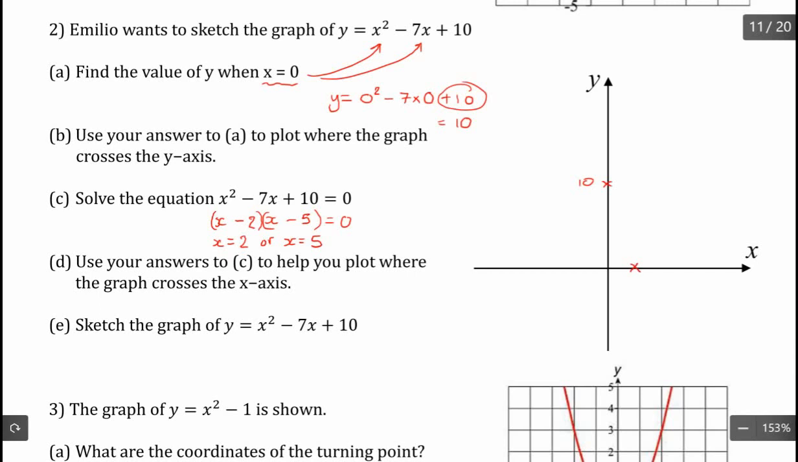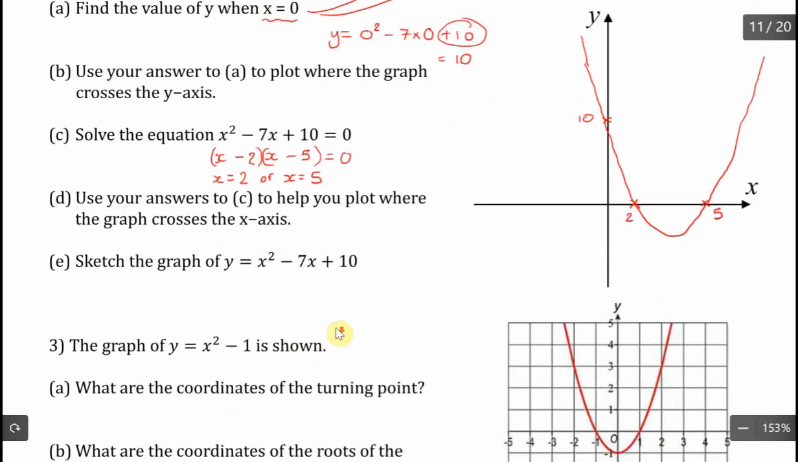Okay, so this graph crosses through at 2 and 5. It doesn't have to be perfect, your sketch. Part D, use your answers to C to help you plot where the graph crosses the x-axis. There it is. And part E, sketch the graph. So we know it's a positive x squared graph, so it's going to make a parabola like that, and we know it goes to those points.